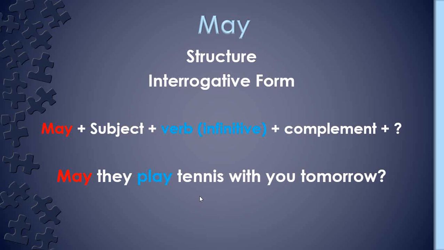And now for the interrogative form, we have that the structure is the modal verb may, plus the subject, then the main verb in infinitive, the complement, and the question mark at the end. So here we have an example. May they play tennis with you tomorrow?